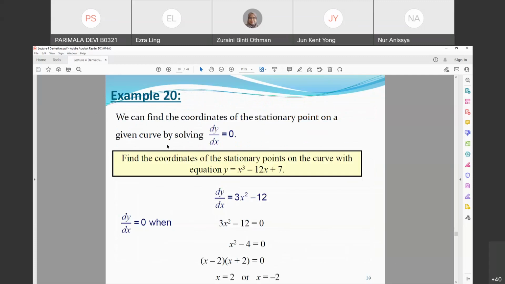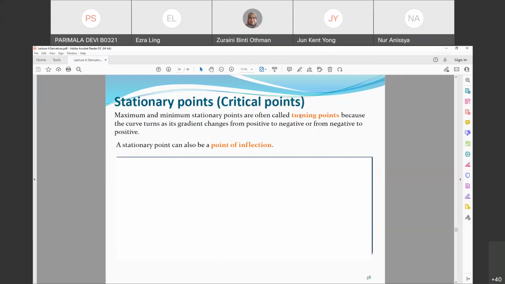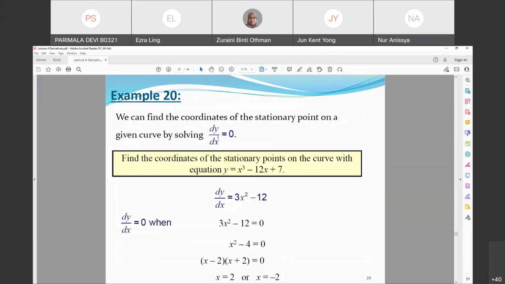So sekarang kat sini kita nak cari stationary point. In order to get the stationary point, maximum ke minimum ke atau it is turning point. Okay, so we have to find dy over dx is equal to 0 first. Kita tahu bila stationary point ni ialah pada dy over dx sama juga dengan kosong. Kenapa? Okay, sekarang maksimum ke minimum.